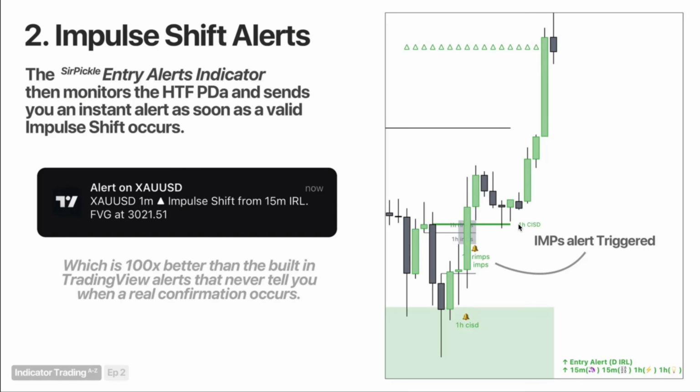So this is not just for FVG traders. You can also utilize this tool if you trade order blocks. And we do plan on adding IFVGs in the next update. Now, with all that being said, let's take a look at some chart examples.